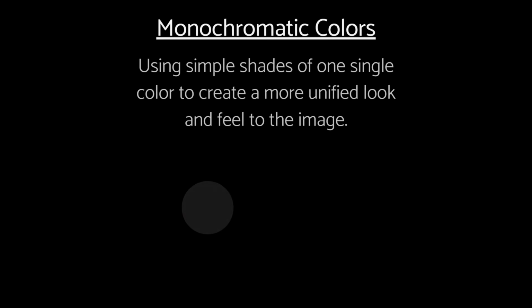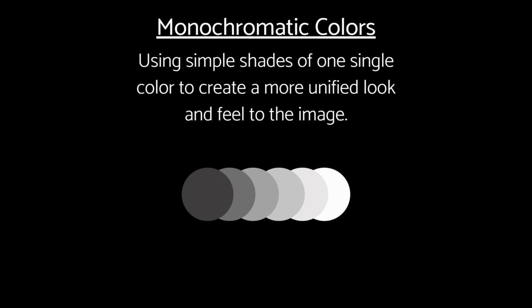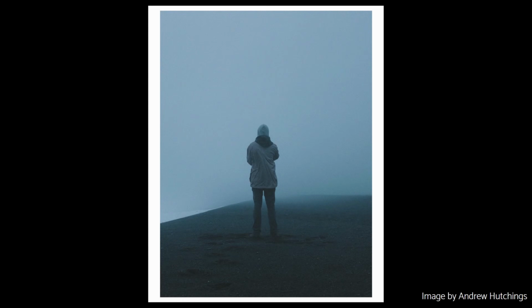The 19th compositional technique revolves around using monochromatic colors. Using monochromatic colors in an image is a great way to create a certain unified look and feel to your image. Monochromatic colors are simple shades of one single color, for example, different hues of blue or red. This helps unify all the elements of an image by tying them together with the same color and makes them appear more cohesive. For example, this image uses the monochromatic colors of blue.